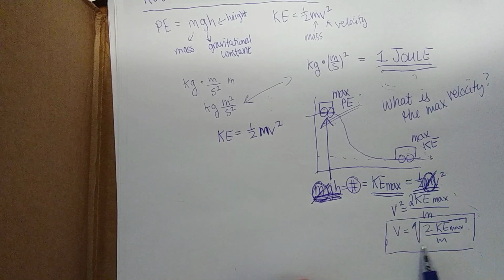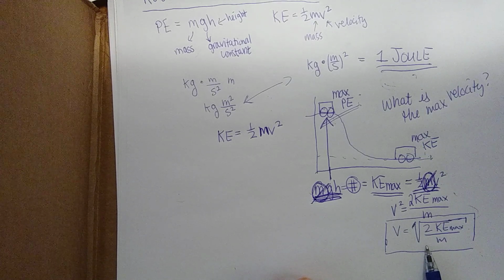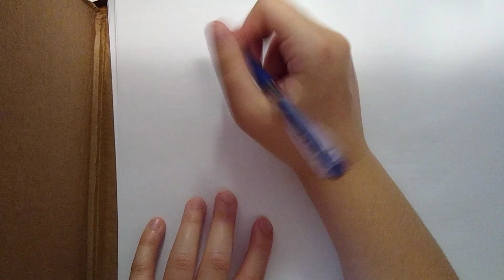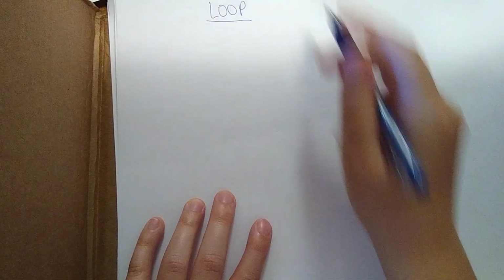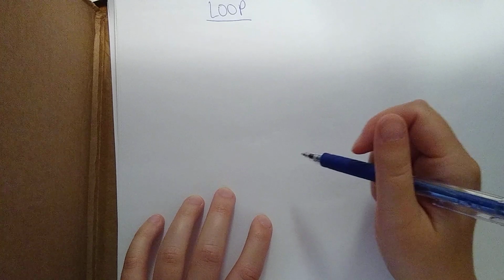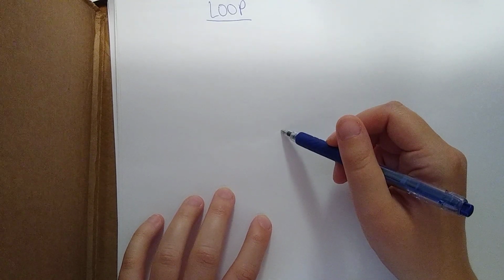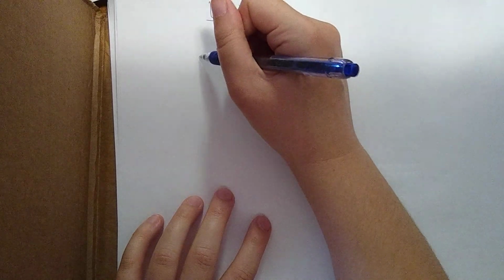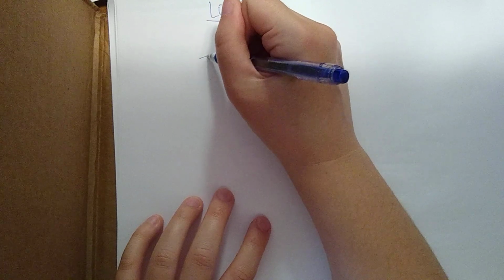Okay, so I think that was one of the tricky parts that I wanted to help you guys out with. What else? There was one more part. I think I should talk a little bit about this part with the loop. So here I'll just write loop at the top. So they want you to figure out the potential energy needed to help this car make it through a loop.